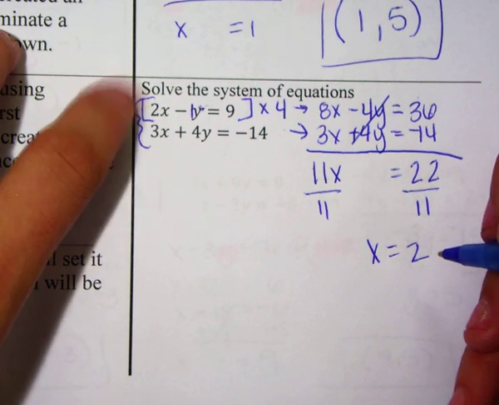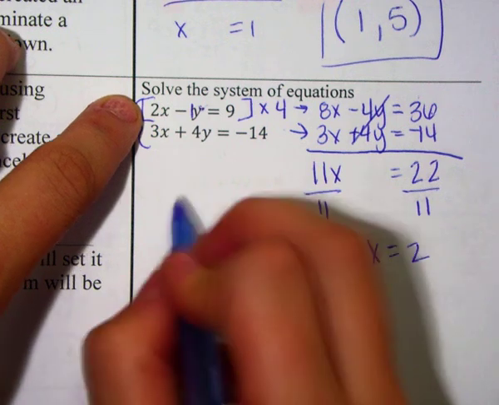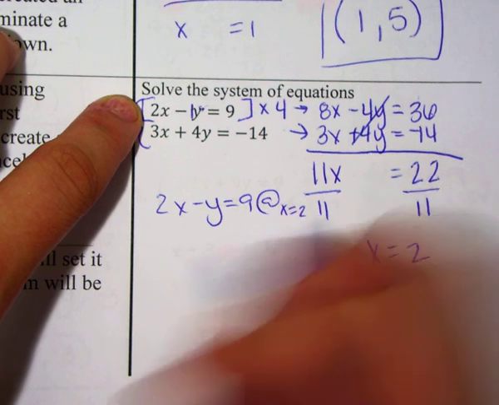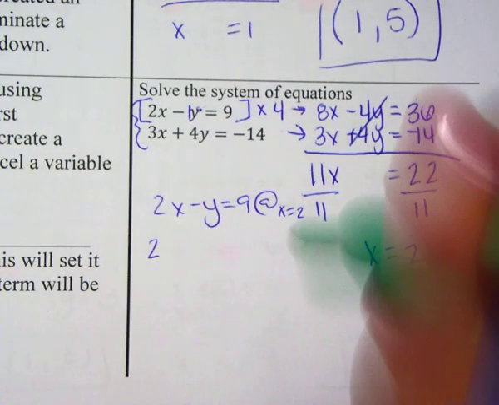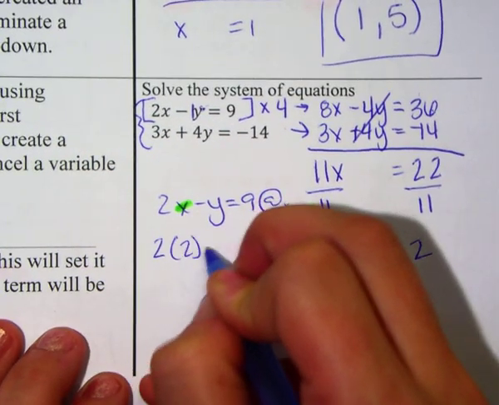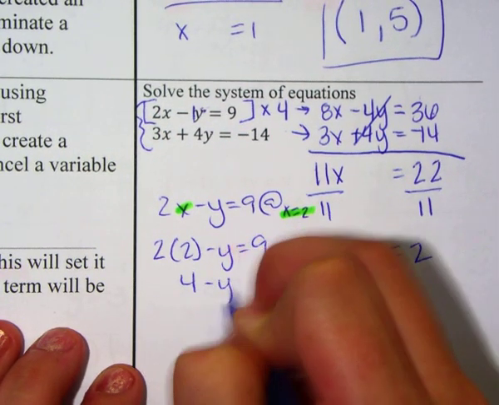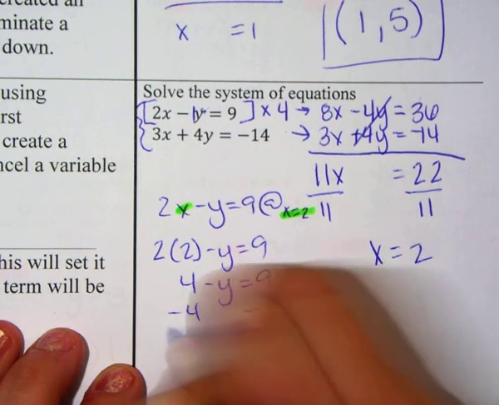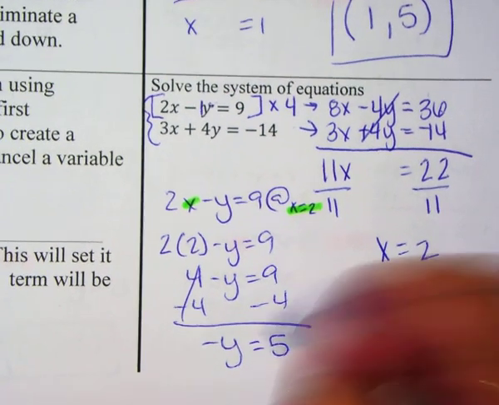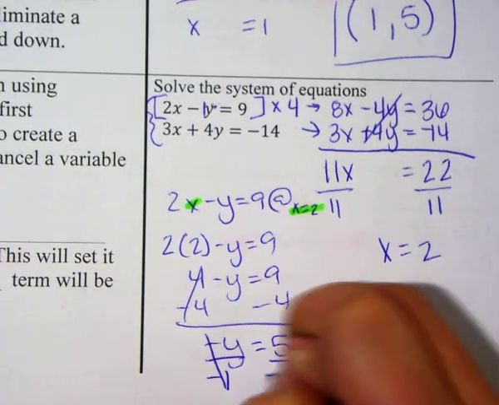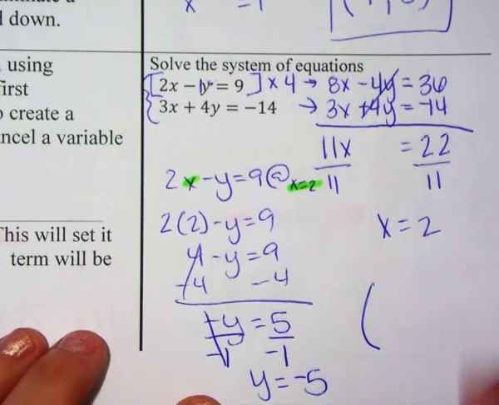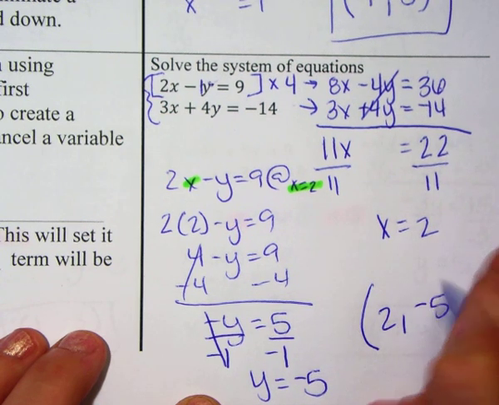Take the 2, substitute it back into either equation. I'll choose the first one. Substitute everywhere that I see an x. I'm going to substitute a 2. Minus 4 on both sides. Now I have negative y equals 5. Am I done? No. I need to divide by a negative 1. Y equals a negative 5. So the solution is 2, negative 5.